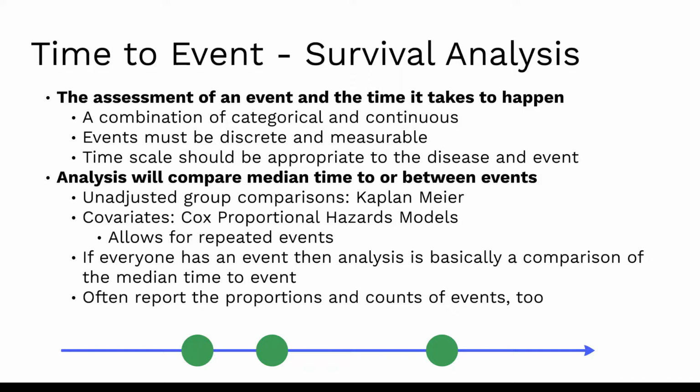If everyone has an event, then analysis is basically a comparison of the median time to event. It's very rare for everyone to have an event. But if you expect that everyone will have an event, then you could potentially just be looking at a Wilcoxon test for median time. Often you'll also report the proportions and counts of events too.